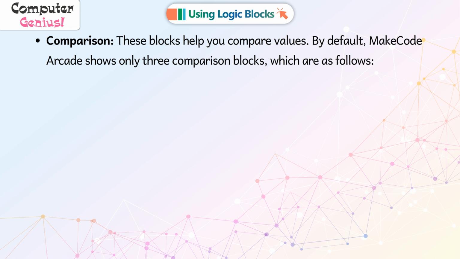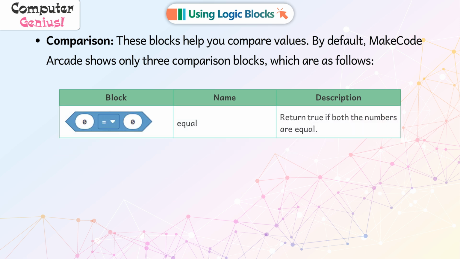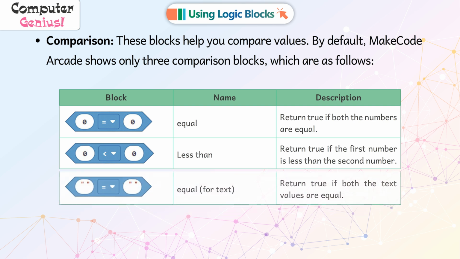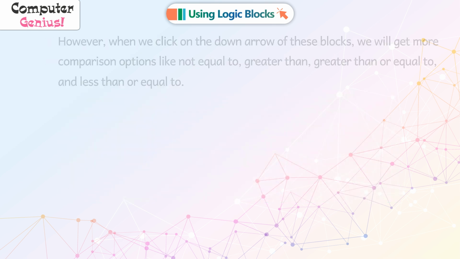Comparison. These blocks help you to compare values. By default, MakeCode Arcade shows only three comparison blocks which are as follows. Block name, description. Equal. Return true if both the numbers are equal. Less than. Return true if the first number is less than the second number. Equal for text. Return true if both the text values are equal.